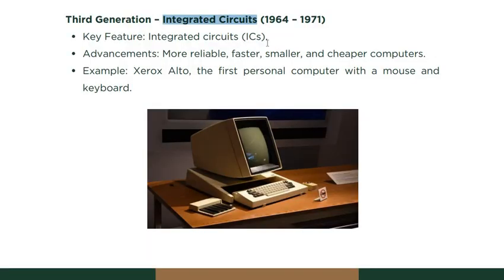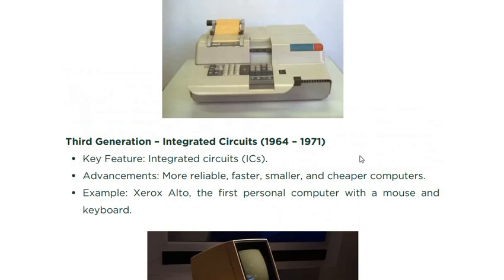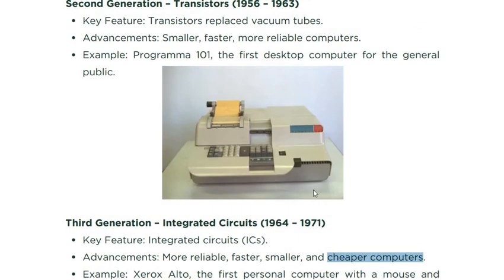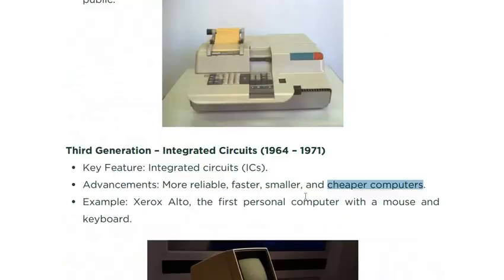So, the purpose of the IC is that it's more reliable, faster, smaller, and the most important advancement is that it's cheaper, compared to our previous generation of computers.